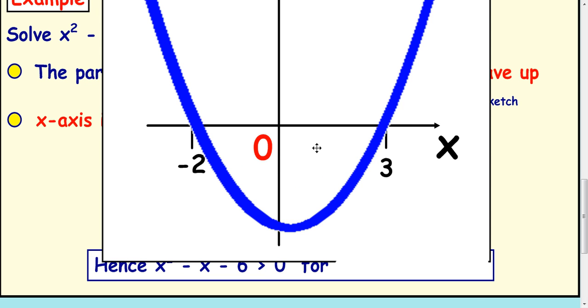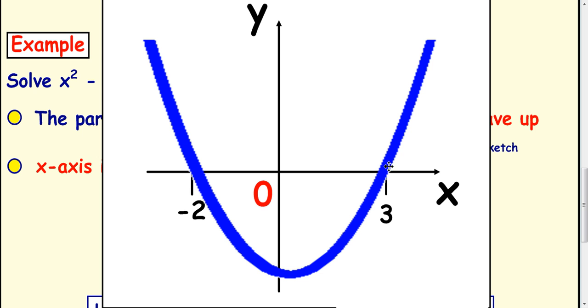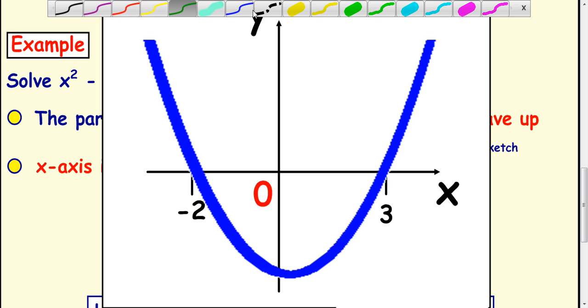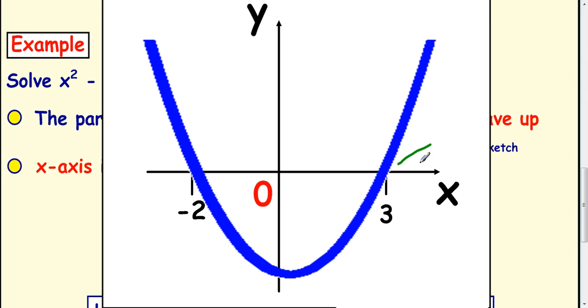So, when is this graph greater than 0? Or when do the x values make it greater than 0? Well, this time it's all the values in this direction, because it's going greater than 0 up here, and all the values down this way. All the x values down here are bigger than 0, or the y values are bigger than 0 at this point.